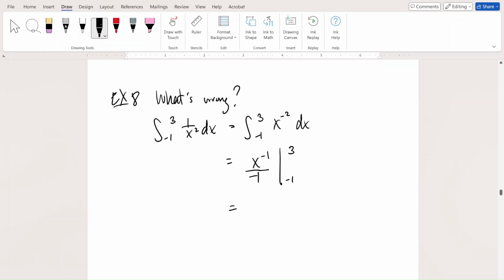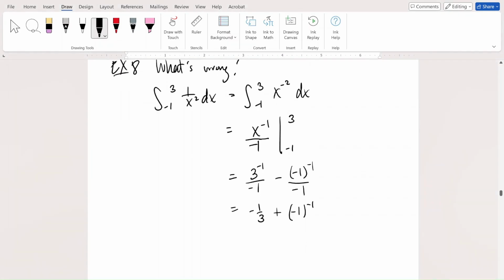And so when I plugged in 3, I get 3 to the negative first over -1, minus -1 to the negative first divided by -1. And so I get 3 to the negative first power is 1/3, divided by -1 is -1/3. Negative divided by negative is a positive, and then I'm left with plus, not plus 1, plus -1 to the negative first power, if you need to see that step. And so that is just -1. So I end up with -4/3.